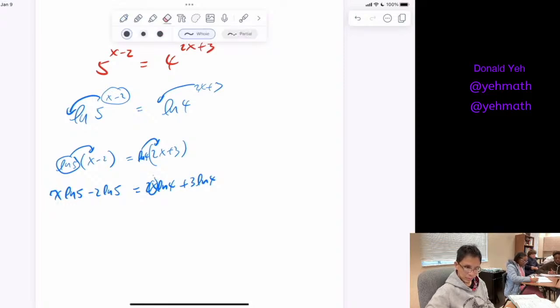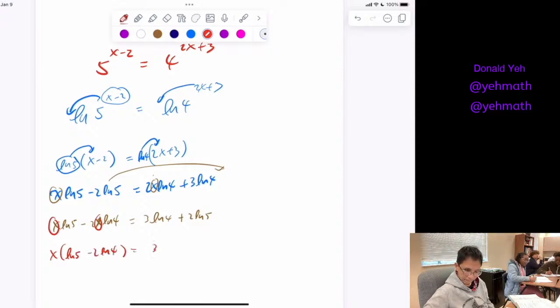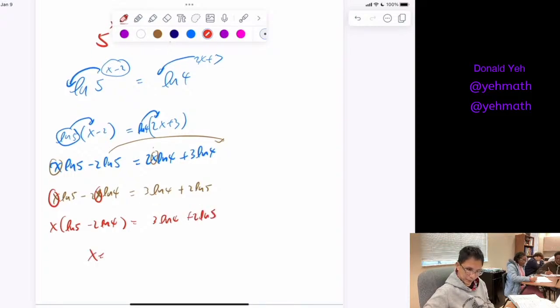I'm isolating this x. So what I'm going to do is x ln of 5 minus 2x ln of 4 is equal to, I'm moving this to the other side, so it'll be 3 ln of 4 plus 2 ln of 5. What can I do? If I have x in 2 separate terms, what can I do? Factor out. And now we'll solve it.